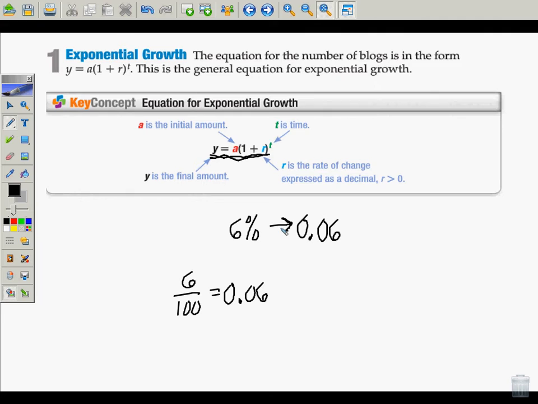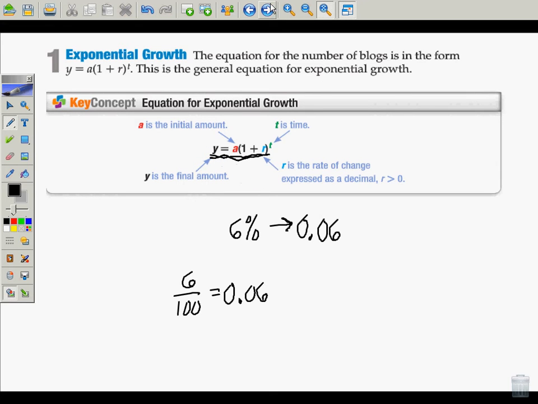And then the last thing, t is time. I will always tell you what time is, alright? And we are trying to find out the final amount. The only way we will get this is if I give you a, r, and t. I will not give you the final amount, so you don't have to worry about how to solve in that situation.